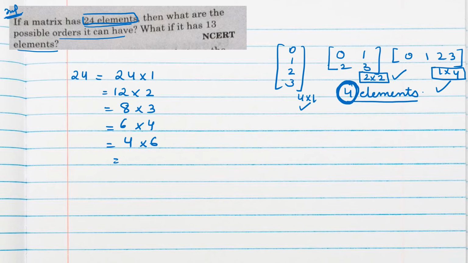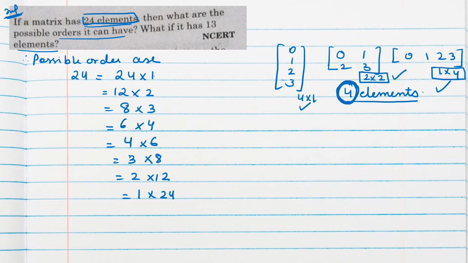6 by 4, 4 by 6, then 3 by 8 I can write, then 2 by 12 I can write, then 1 by 24. So these many orders are possible. Therefore possible orders are these many. How many such orders are there? 1, 2, 3, 4, 5, 6, 7 and 8.